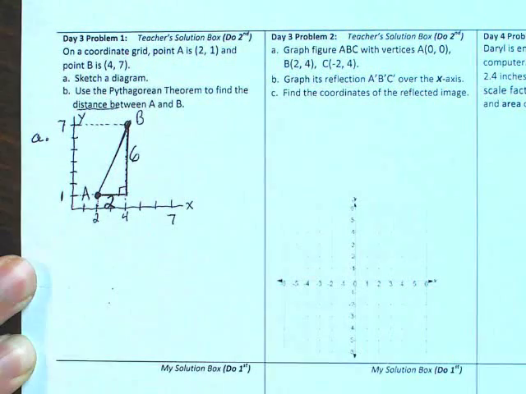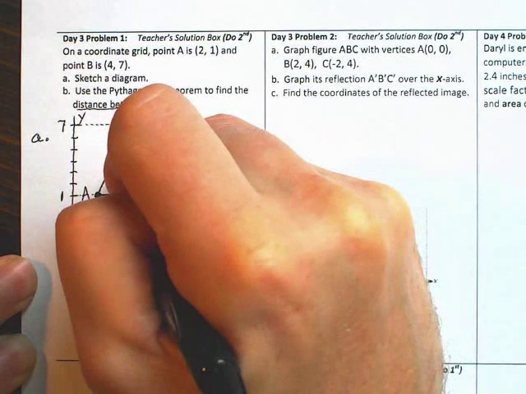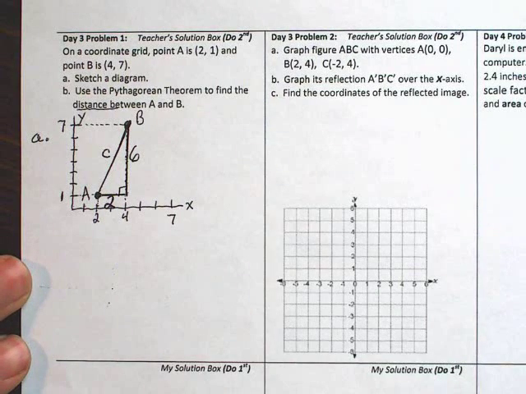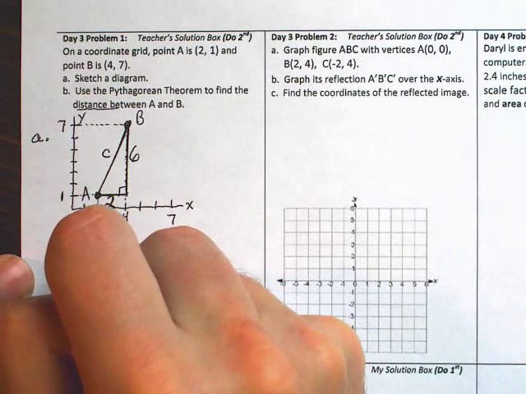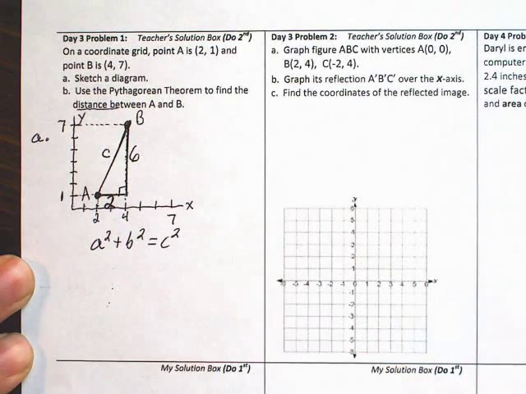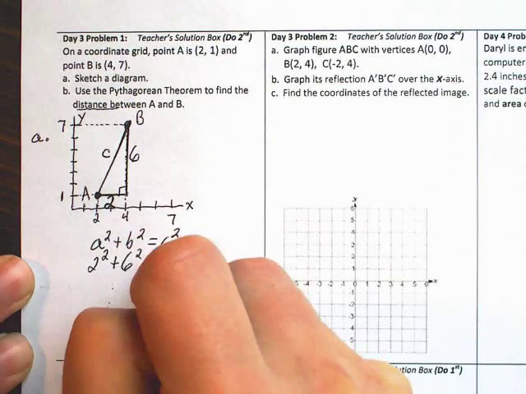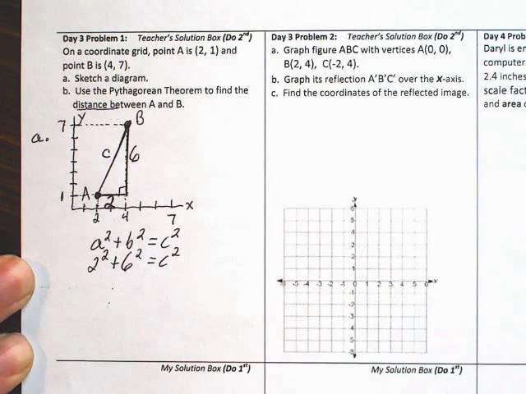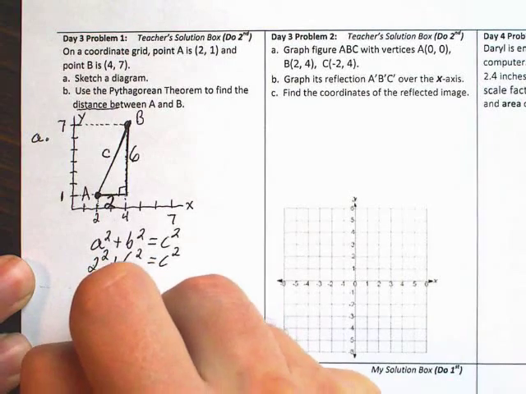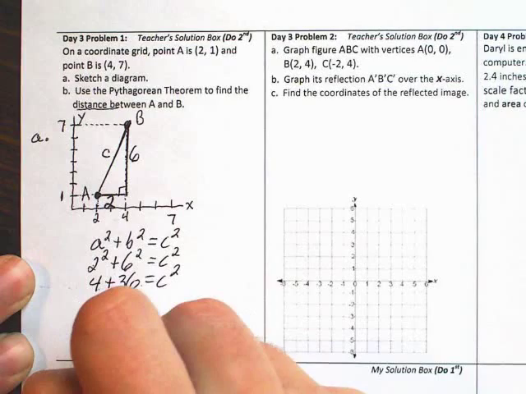That is 6 units. Now the side that we want to figure out that is unknown to us is the hypotenuse of the triangle, and that's the one that we would call C in the Pythagorean theorem. Now here's the Pythagorean theorem. A squared plus B squared equals C squared. A is 2 and B is 6. 2 squared is 4. 6 squared is 36. 4 plus 36 is 40.